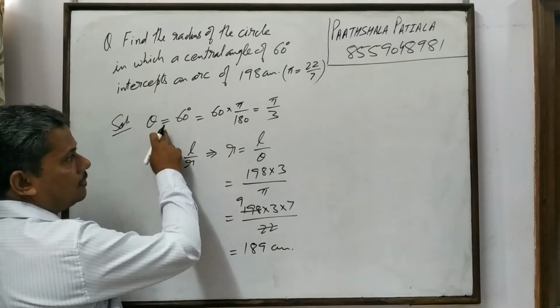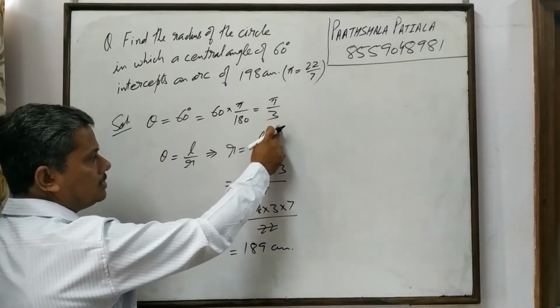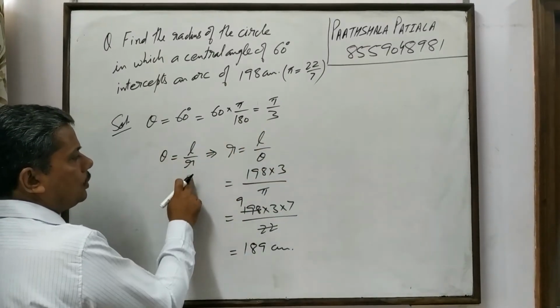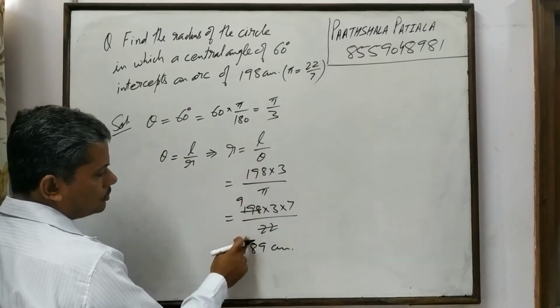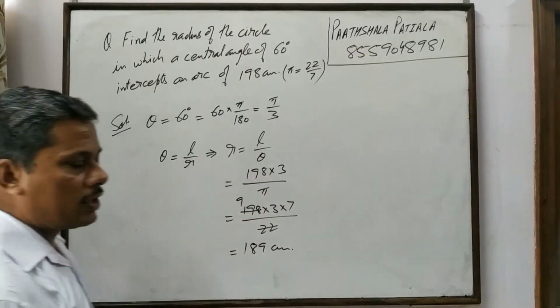We know the theta, convert that theta into radians. Use the formula theta is equal to L upon R, cross multiply, substitute the values of L and theta, solve, we'll get the required answer.